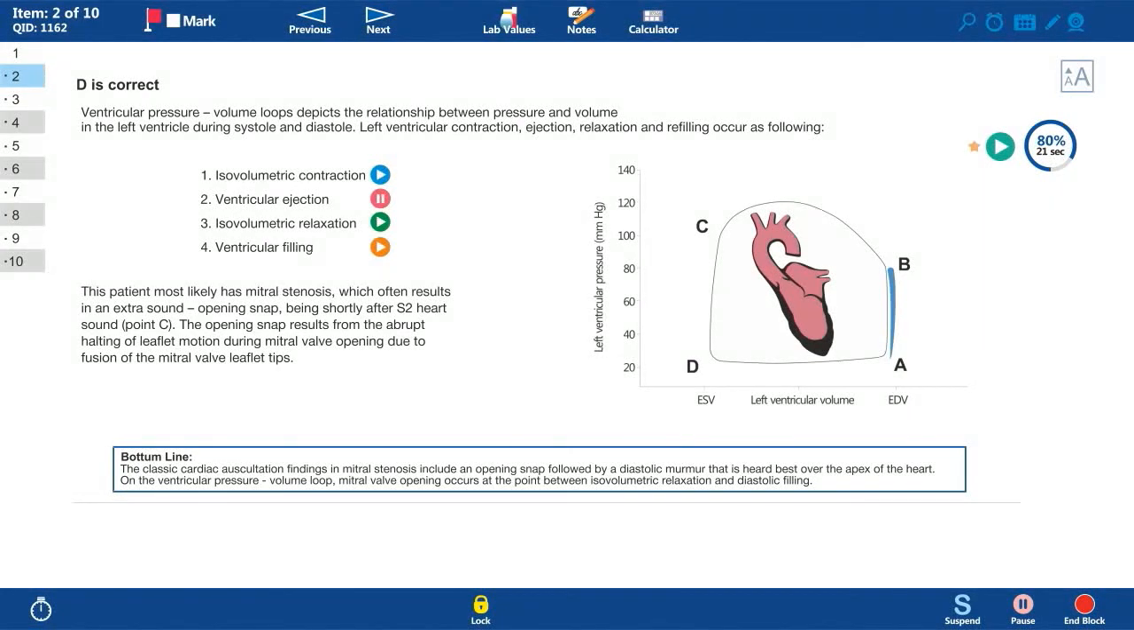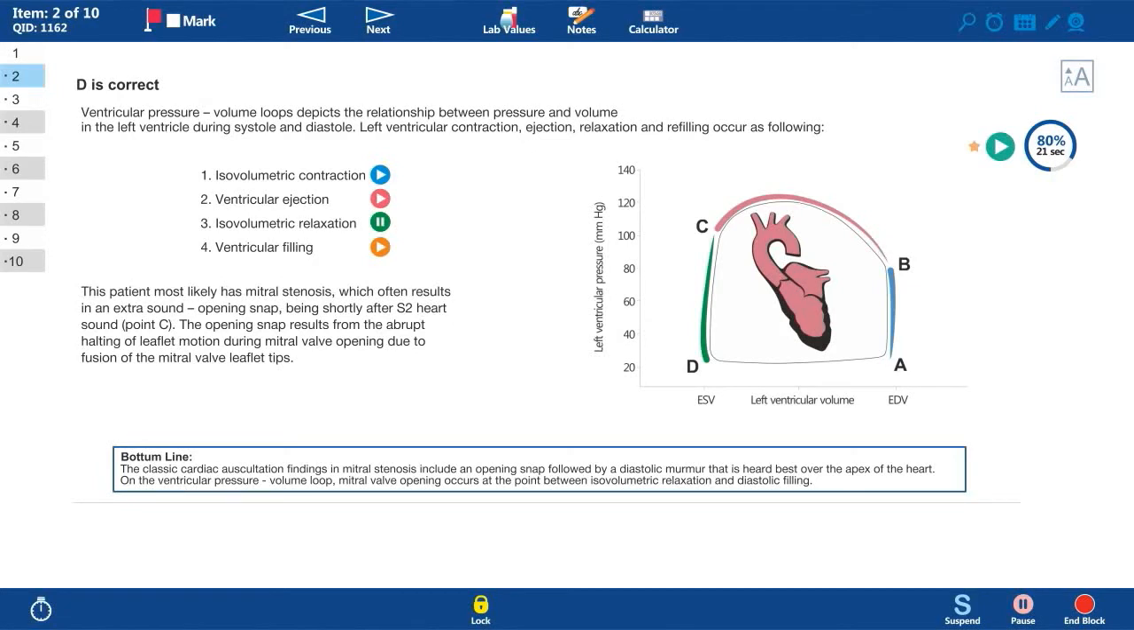Ventricular ejection. This phase of the cardiac cycle is represented by the curved line between points B and C. It begins with the opening of the valve at point B and corresponds to the period during which blood is actively squeezed out of the ventricle into the systemic circulation. Isovolumetric relaxation. This phase of the cardiac cycle is represented by the line between points C and D. It begins with closure of the aortic valve at point C.